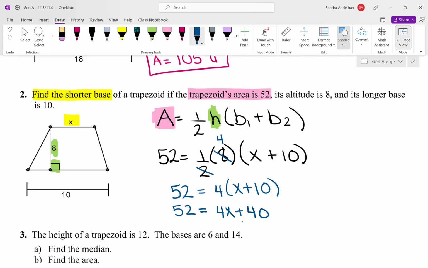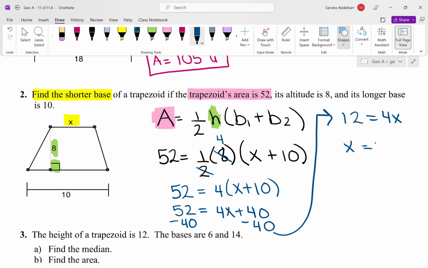So now we're going to solve. I'm going to subtract 40 on both sides. I'll bring it up here. So now we have 12 is equal to 4x. So x is equal to 3. So our upper base is 3 units long.